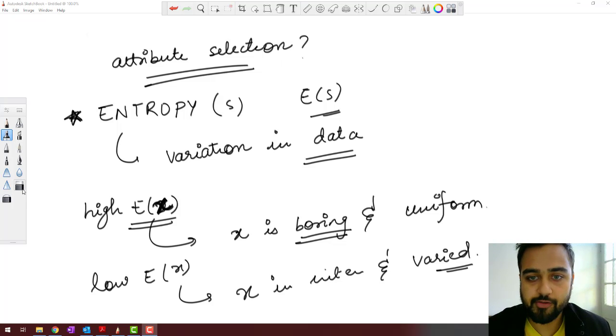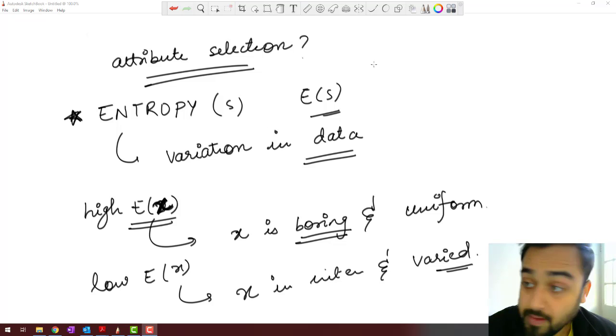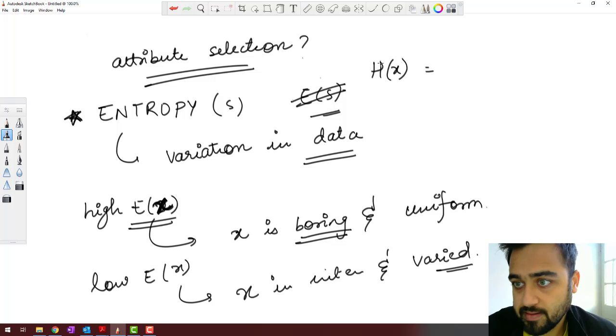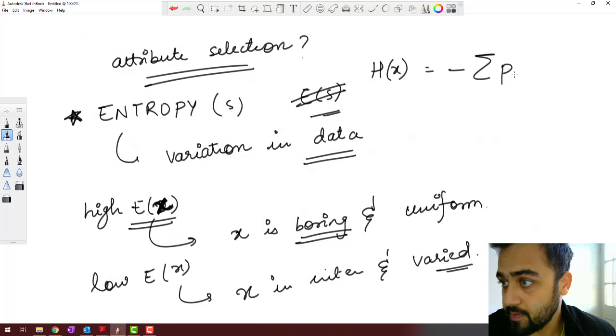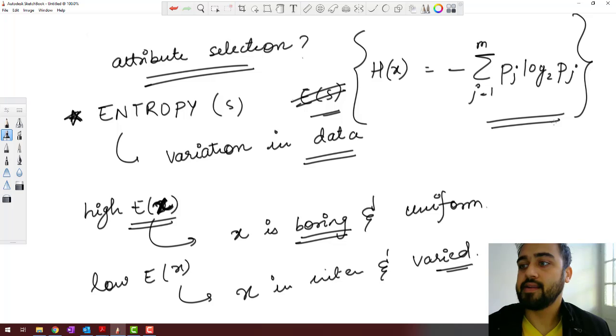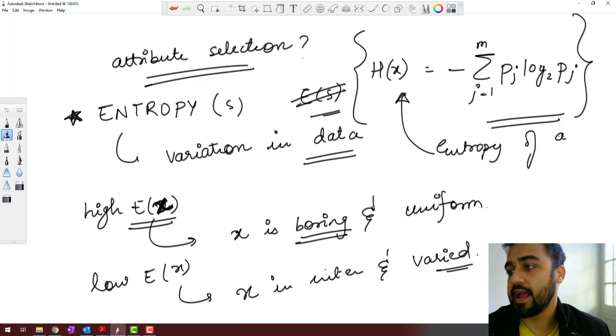Now, how do you define entropy? Entropy is defined as H of X equals minus sigma p_j log p_j, where j goes from 1 to m. This defines the entropy of attribute X.